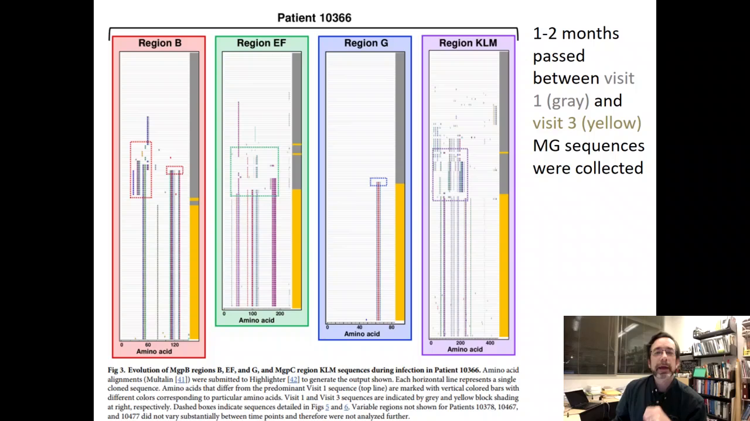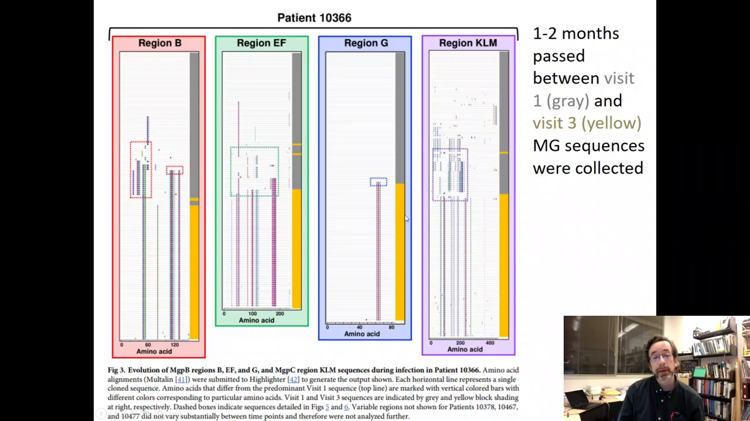But you notice that you have here the 4 hypervariable regions. And you have some mutations that show up. If you look on the bottom, the yellow is visit 3, which is 1 to 2 months later after visit 1, which is shown in gray. And you see that there are a lot more mutations. The colors are where that region has mutated. And there's a lot more mutations in the visit 3 yellow sequences at the bottom. These are probably ways that they're trying to avoid antibody binding.